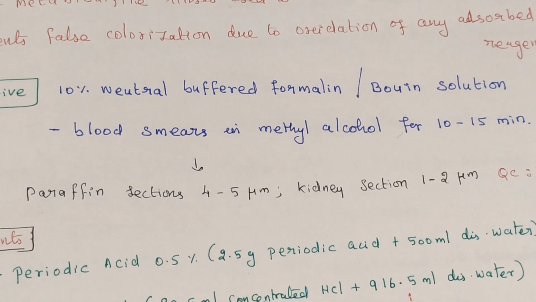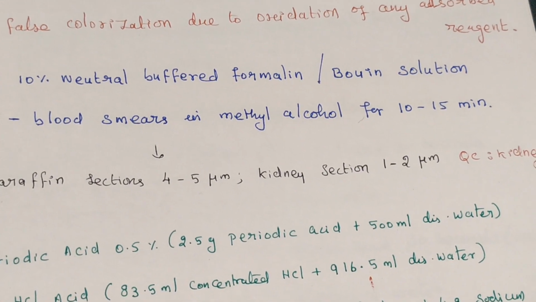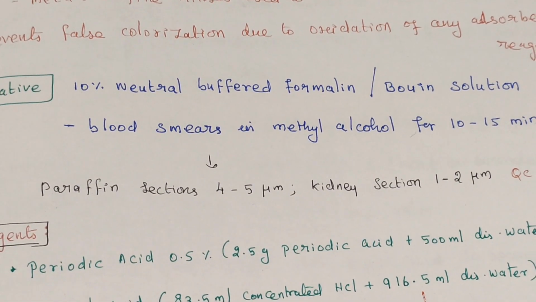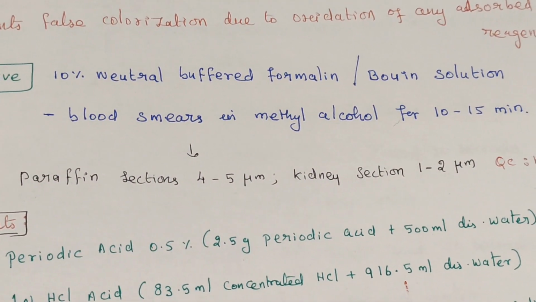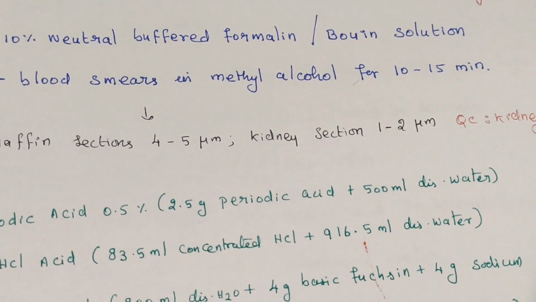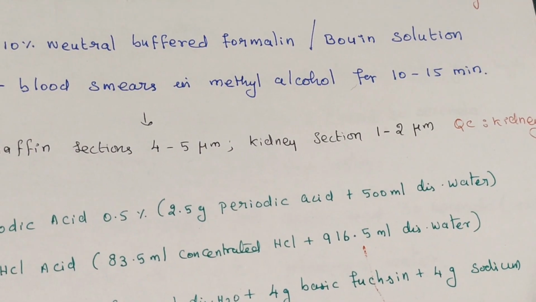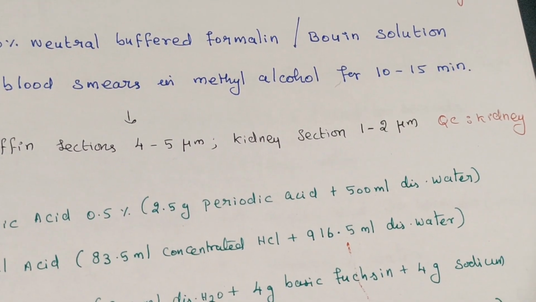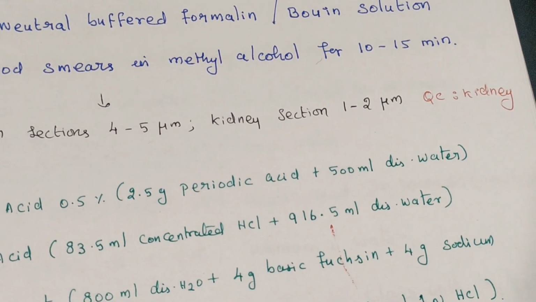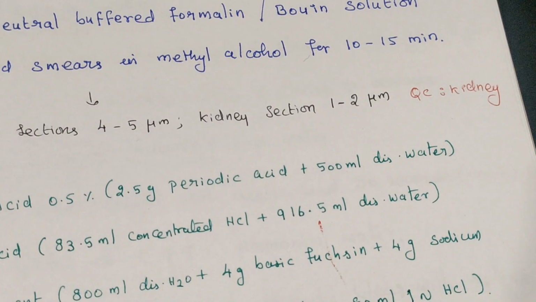Here we will do blood smear in methyl alcohol for 10 to 15 minutes. The paraffin section is cut at 4 to 5 micrometers. In the case of kidney, 1 to 2 micrometers. Kidney sections are the best type of tissue for quality control.